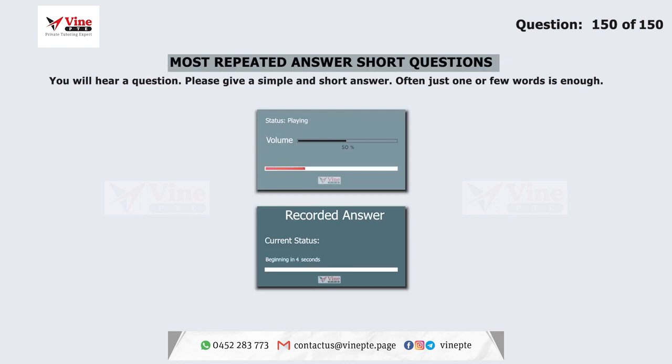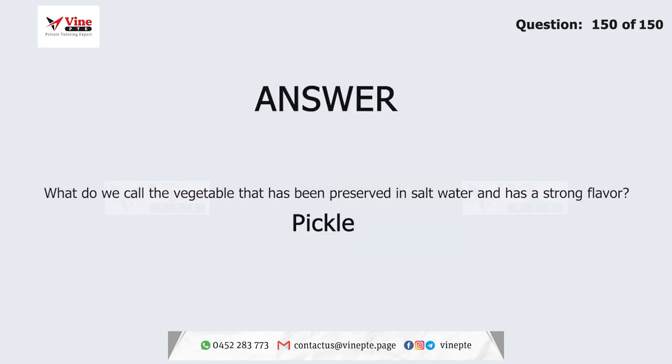What do we call the vegetable that has been preserved in salt water and has a strong flavor? Pickle.